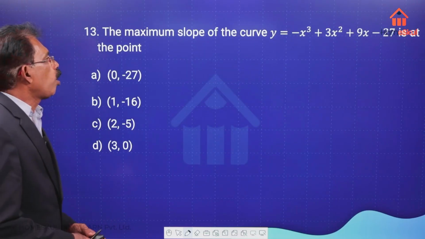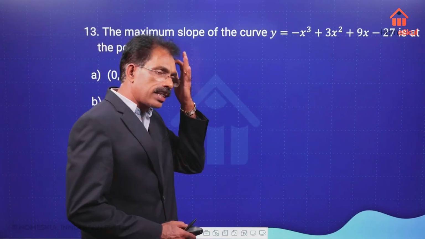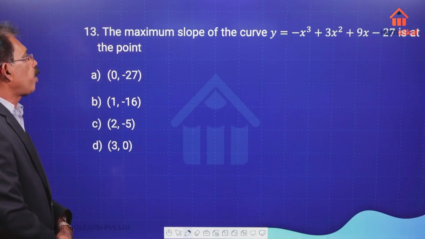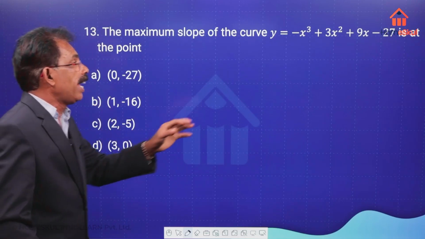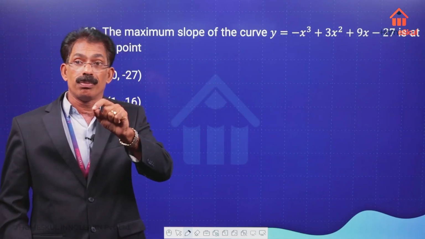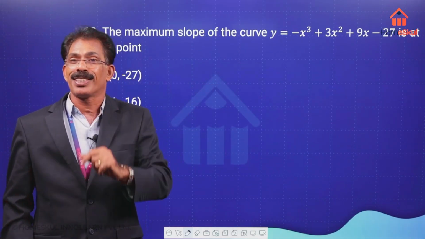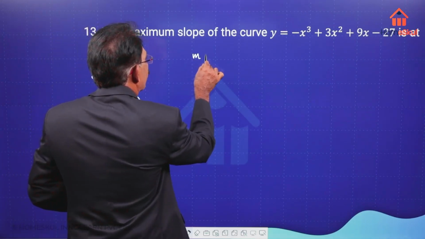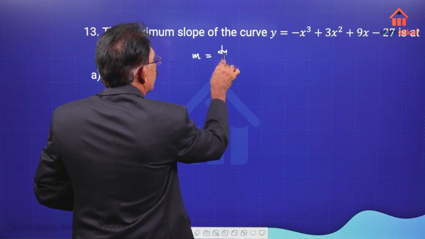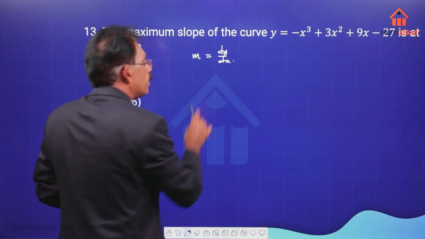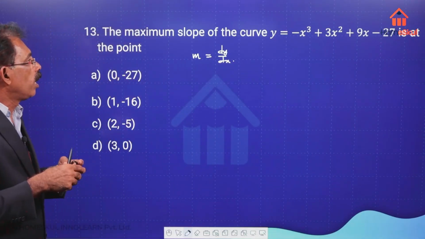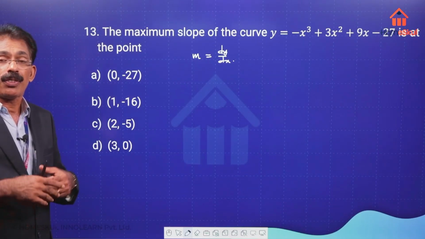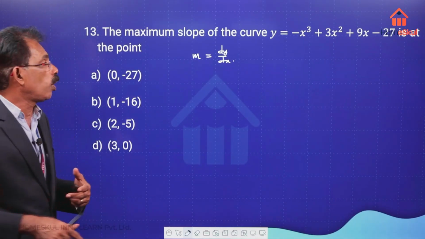The maximum slope of the curve y is equal to minus x cube plus 3x square plus 9x minus 27 is at the point. Maximum slope of this curve. Actually, this is a curve, not a slope. The slope m is equal to dy by dx. The question asks for the maximum slope of the curve. At the beginning, we find the slope. Slope is dy by dx.